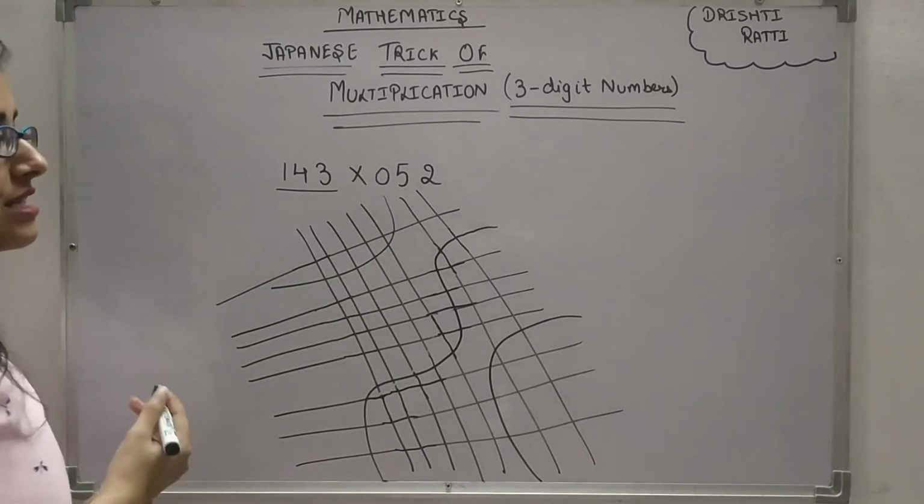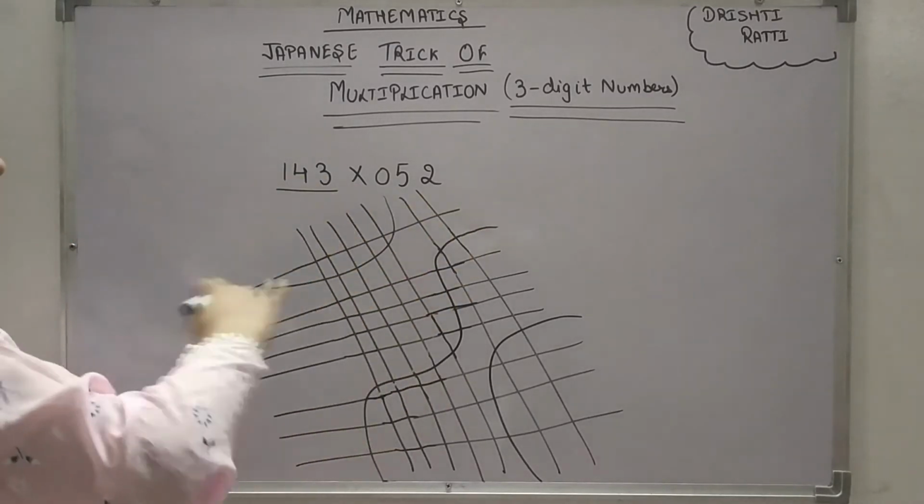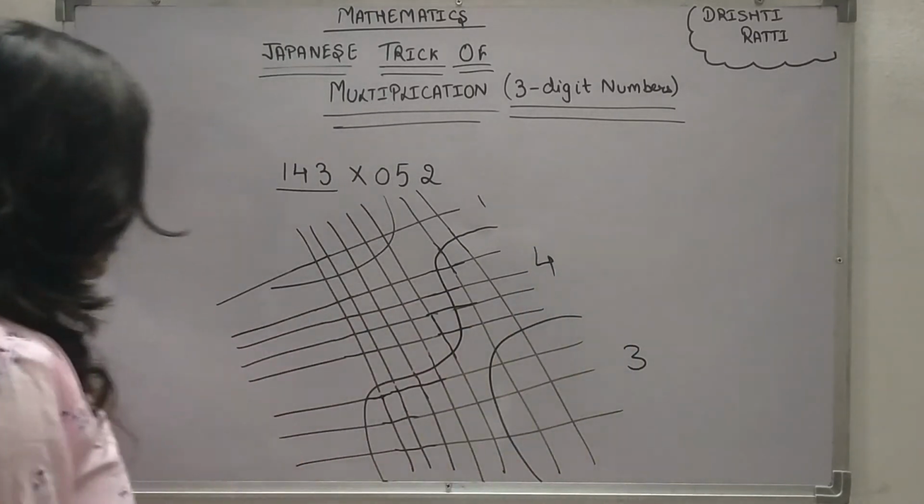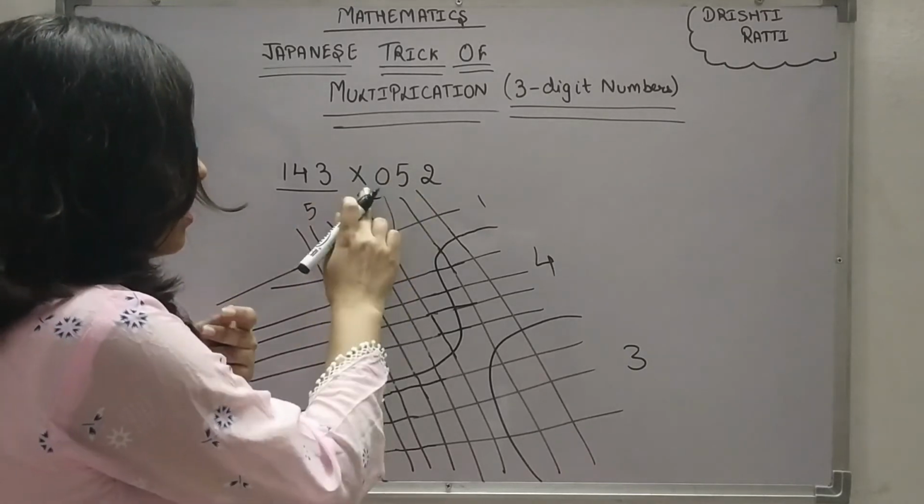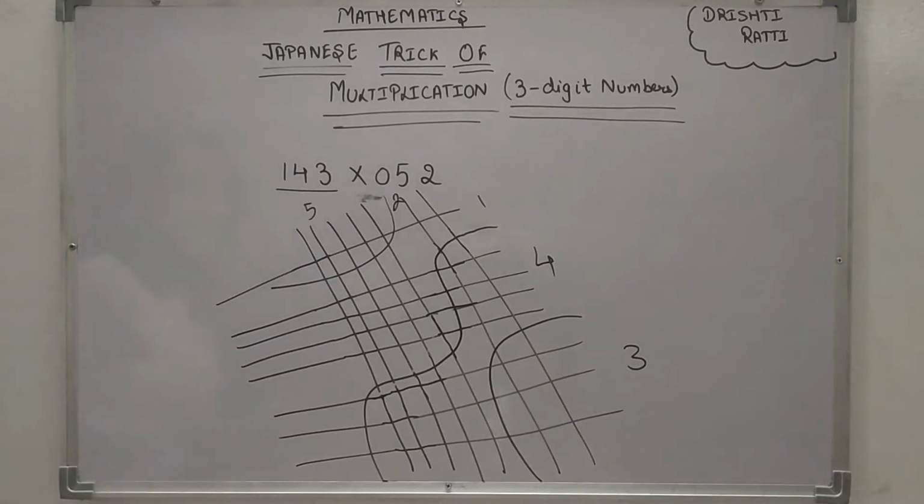Now let us start counting the number of lines, but before that let's write the number of lines in front of each, like 1, it's 4, it's 3. Then over here it's 0 of course, then it's 5 and then it is 2 this way. And this side it is 2 basically.